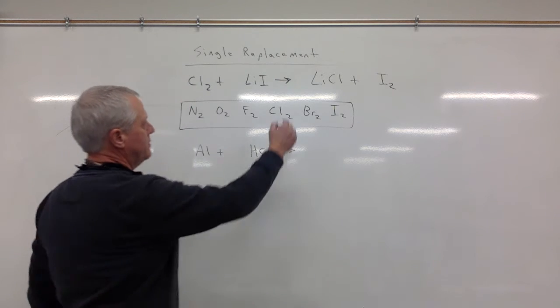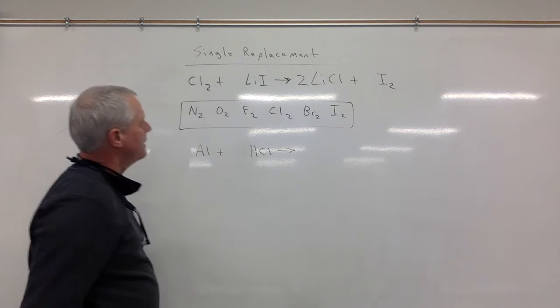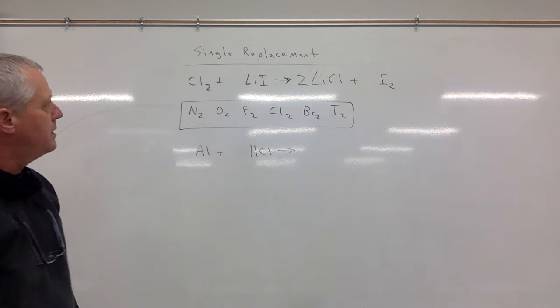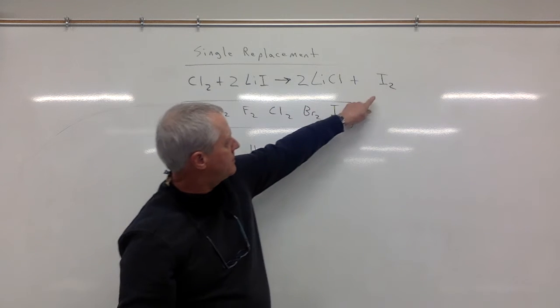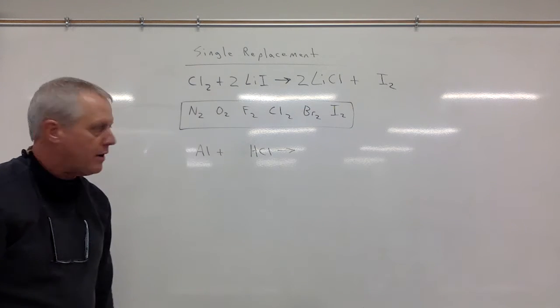Notice there's two chlorines here, so we could try a 2 here. And that gives us 2 chlorines, 2 lithiums. If I put a 2 over here, then we can check. We have 2 iodines and 2 iodines, and so we're good to go on that.